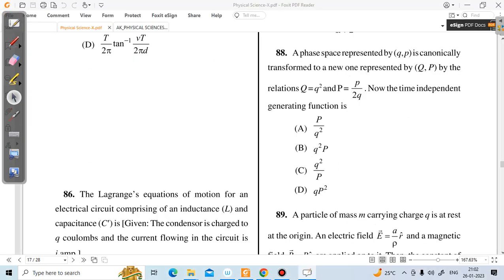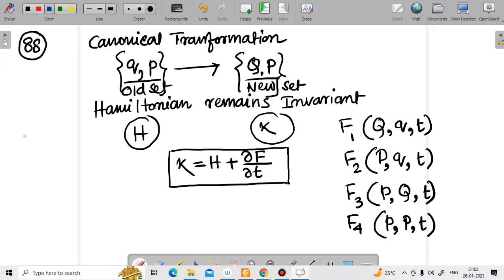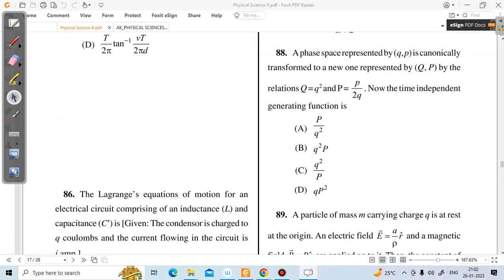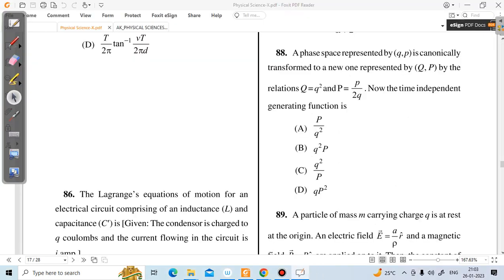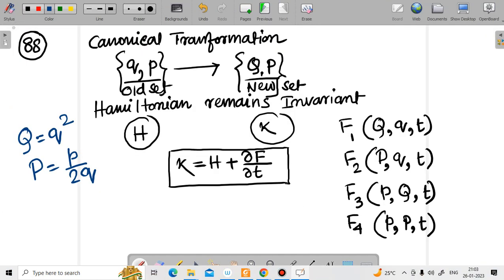In this question, it is given that capital Q equal to q square, and capital P is small p divided by 2q, as you can see. They are asking for the time independent generating function. So what is the time independent generating function?